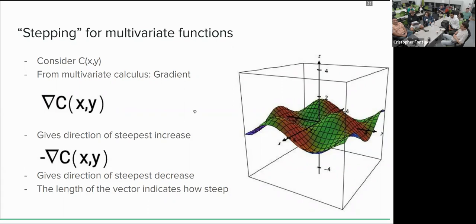And so this is actually a vector. The gradient returns a vector. And we know how steep we're actually going because we know the length of that vector. So it actually tells us a lot of important information.